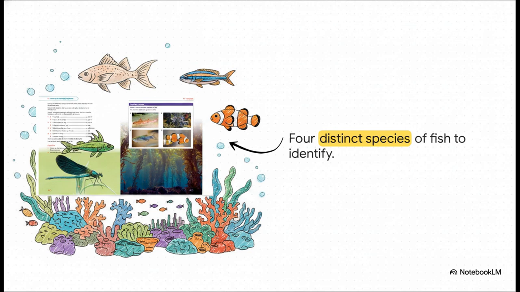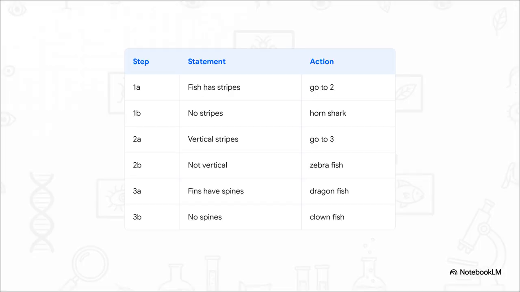And they look quite different from each other, right? Some have stripes, some have spikes. To figure out exactly what they are, we need to process them, strictly one at a time through our scientific key. Let's tackle fish D, the bright orange and white one.